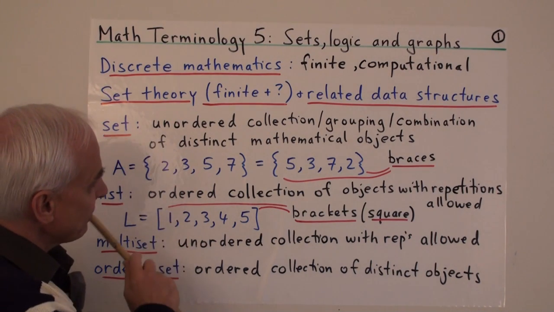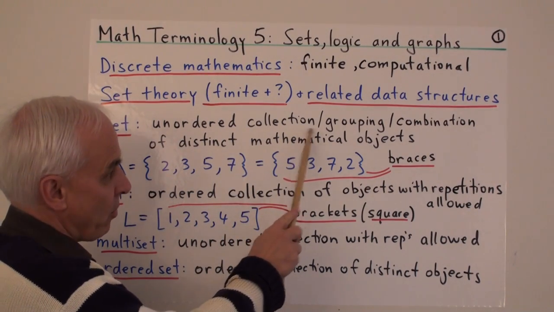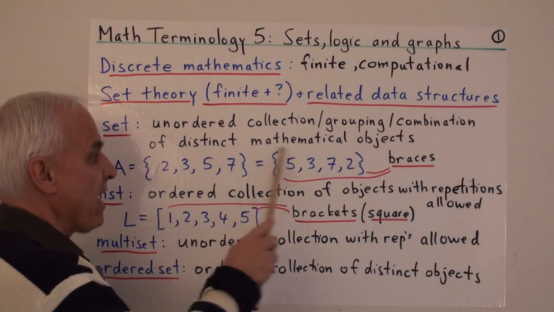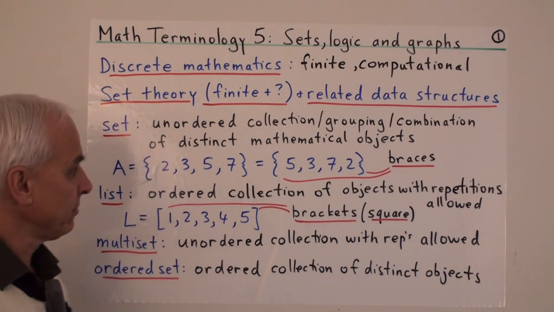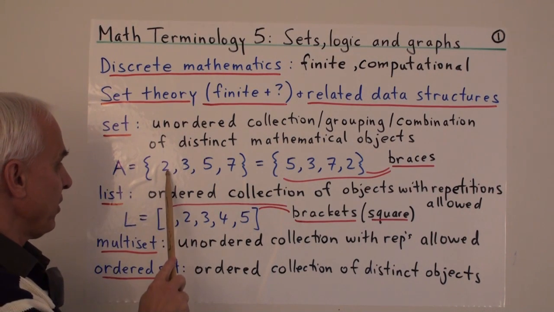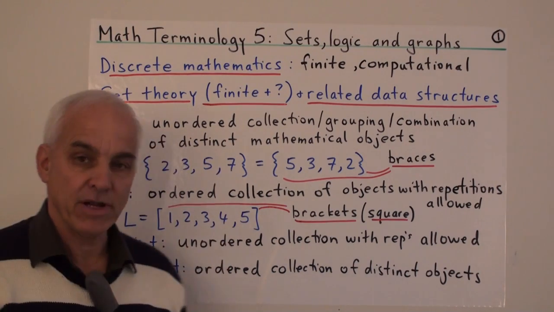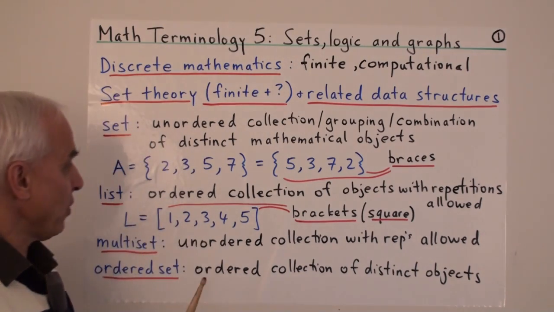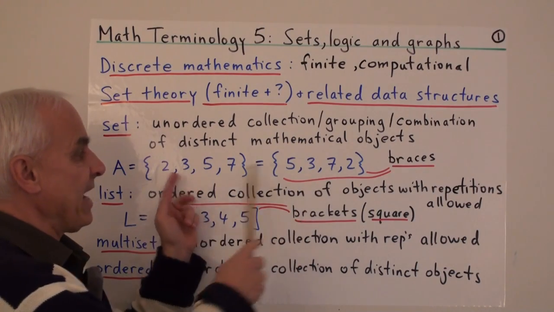So, what is a set? We can say that it's an unordered collection or grouping or combination of distinct mathematical objects. Distinct means they're all different. So for example, here's a set A, consisting of 2, 3, 5, and 7. When we say it's unordered, it means that it doesn't change if we move the objects around. So if we permute them, 5, 3, 7, 2, it's the same set.